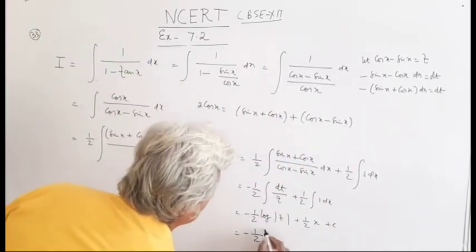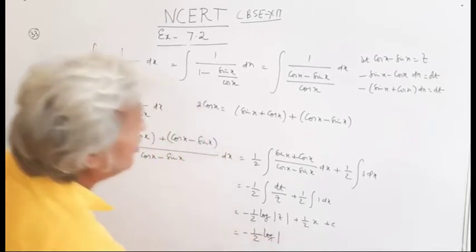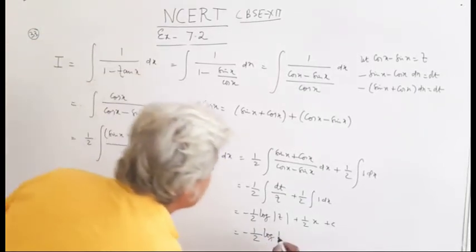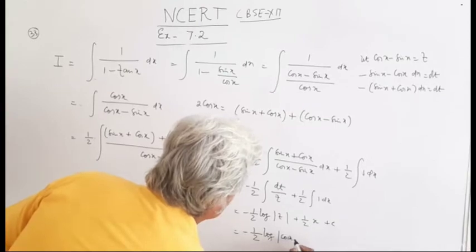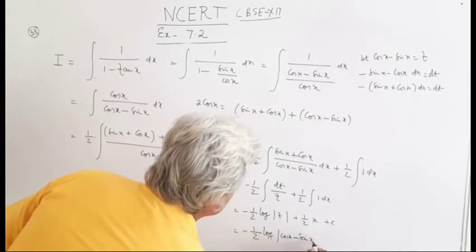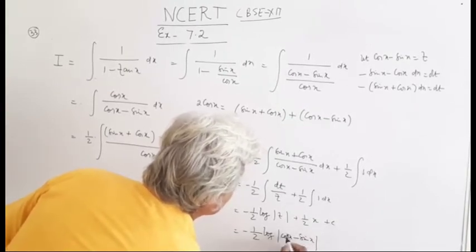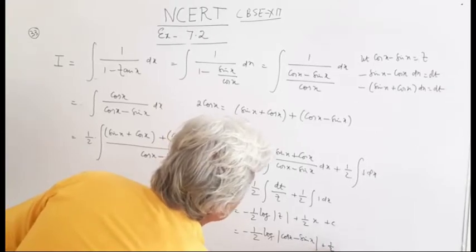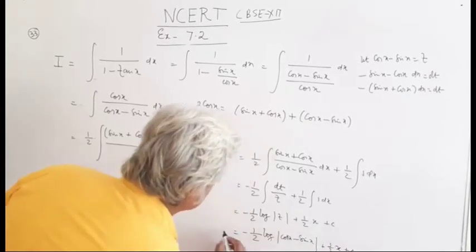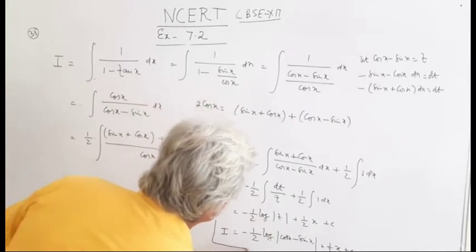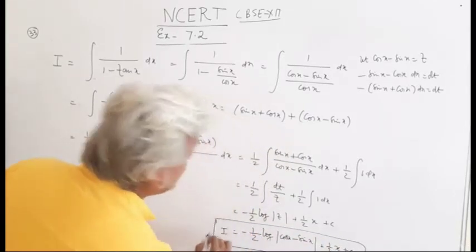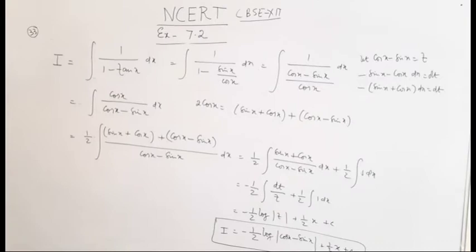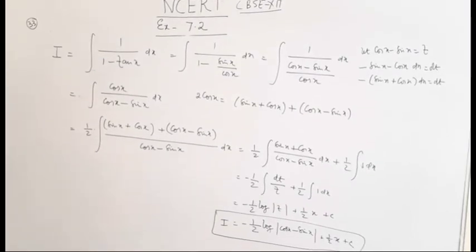So 1 by 2 log mod cos x minus sin x, minus... sorry, minus 1 by 2 log mod of cos x minus sin x plus half x plus c. So this is your final answer. Now we'll go for question number 34.